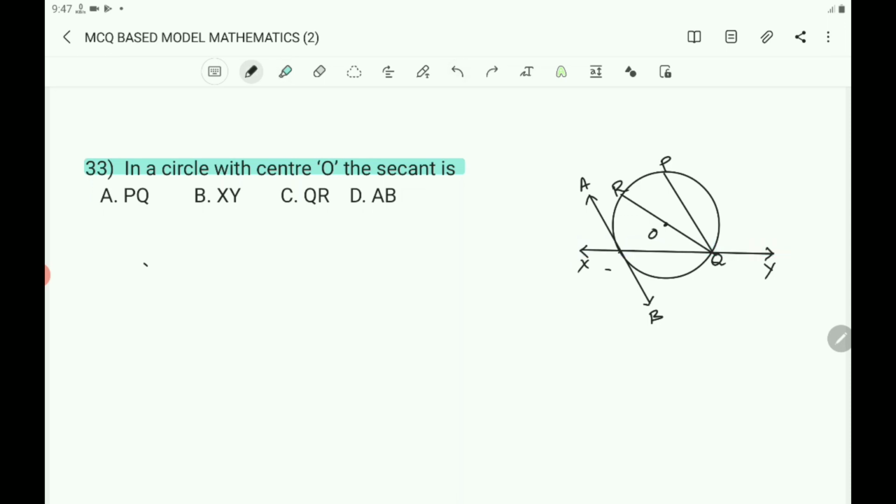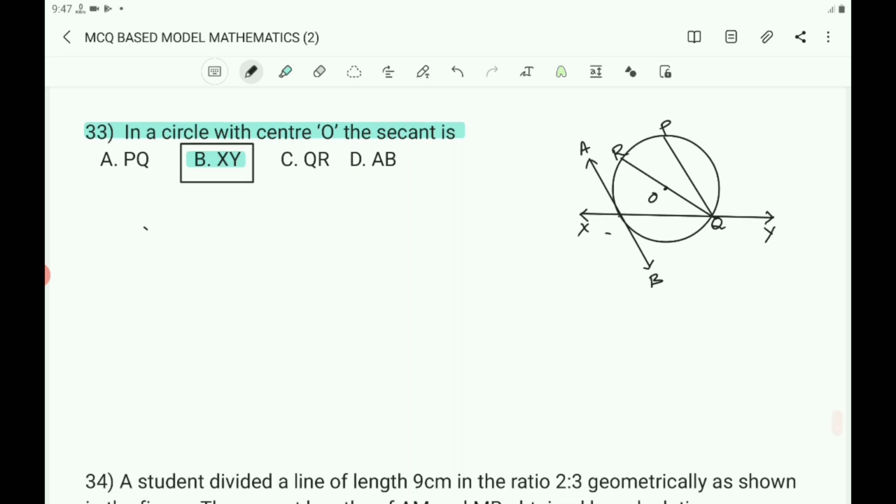So here what is the secant? Secant is XY. What is the answer here? B, XY is the answer. So you note down XY, that is the secant to the circle with center O, as it cuts the circle or intersects the circle at 2 points.